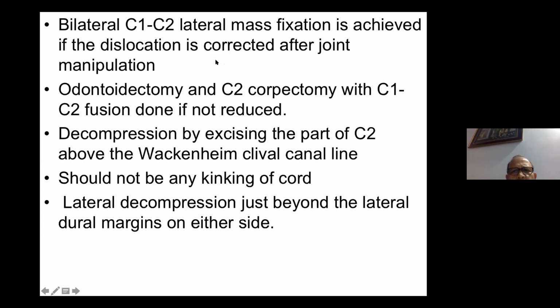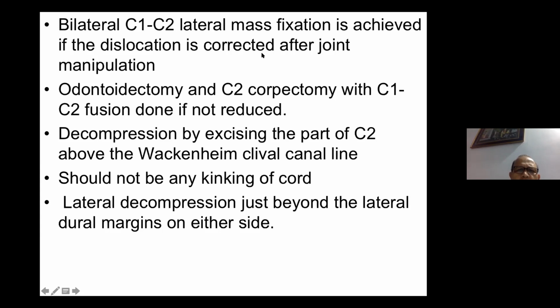At times there may be some soft tissue in between the C1 anterior arch and the odontoid process. So that also can be removed using an angle drill, and maybe you can use a little curved curette. So after that you can try a reduction. If it is reducing, then you can put in just screws, bone graft and C1, C2 lateral mass screw.